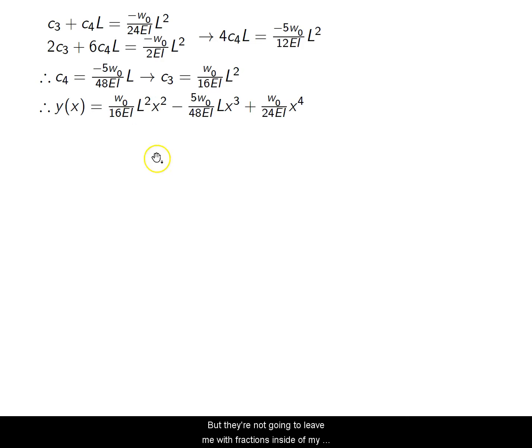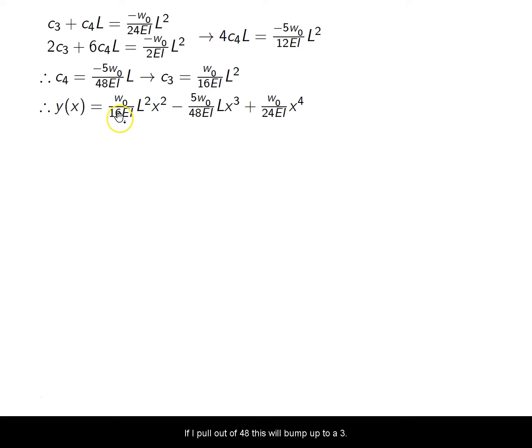But then that's going to leave me with fractions inside of my parentheses that I'm factoring out of. So instead, let's pull out the common denominator, and then what that will do is leave us with whole numbers on the inside. Okay, so if I pull out 48, all of these have things that are in common with 48. So if I pull out 48, this will be left with 5.